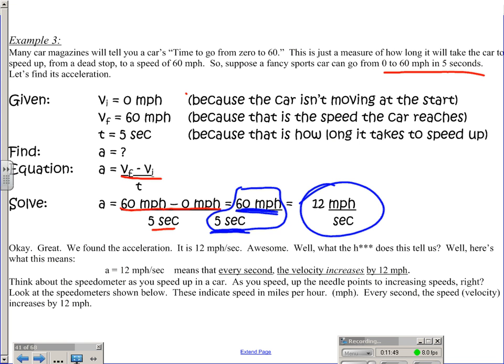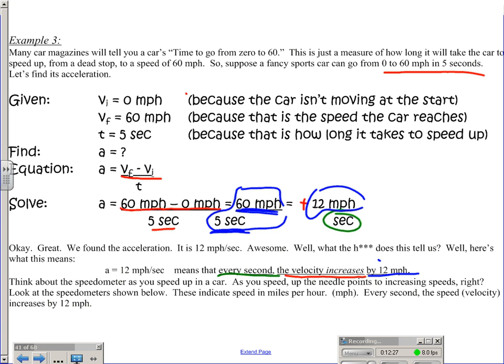I'm going to say that again. 12 miles per hour per second. So what does that mean? Well, here's what it means. Let me do this. We're going to color code. It means every second, the velocity increases, and the reason we know it increases is because this is a positive number, by 12 miles an hour. Think about the speedometer as you speed up in a car. As you speed up, the needle points to increasing speeds.